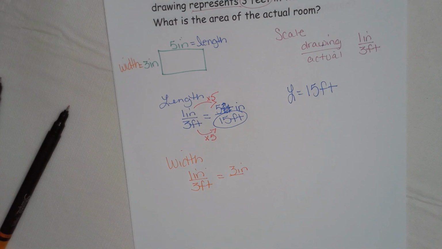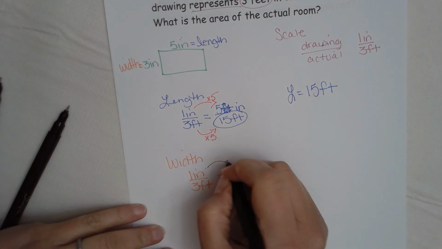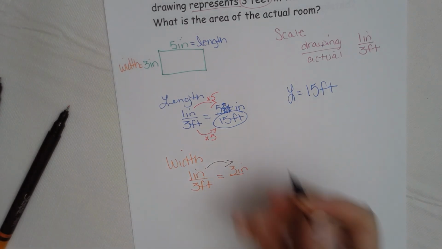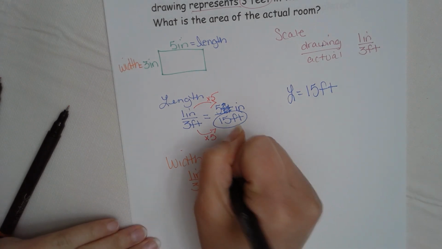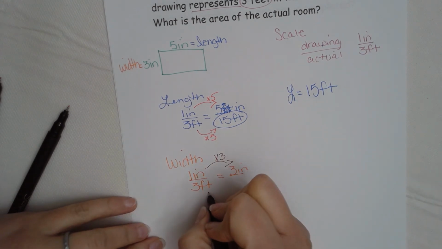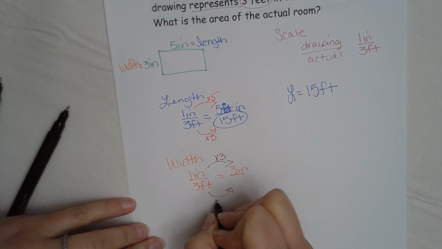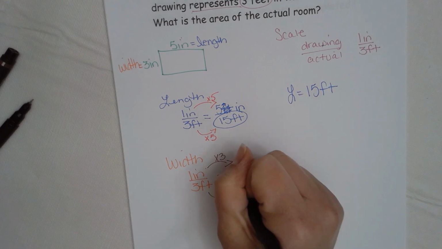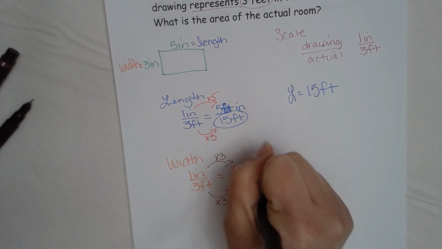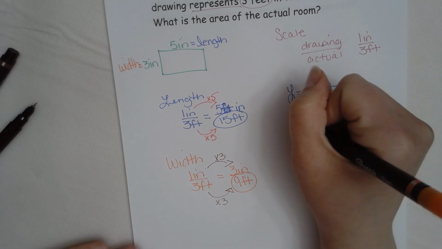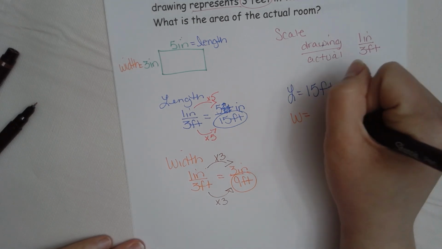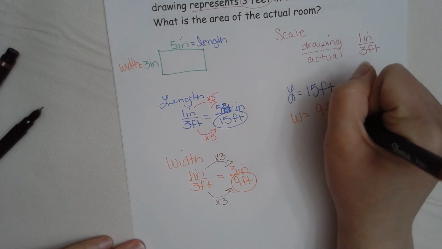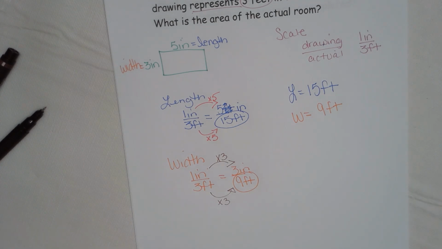And once again, we're going to take a look. What is our jump from 1 inch to 3 inches? Well, times 3. So whatever we do to the numerator, we are going to also do to the denominator. And 3 times 3 is going to give us 9 feet. So now we know that the W, or the width, is 9 feet.